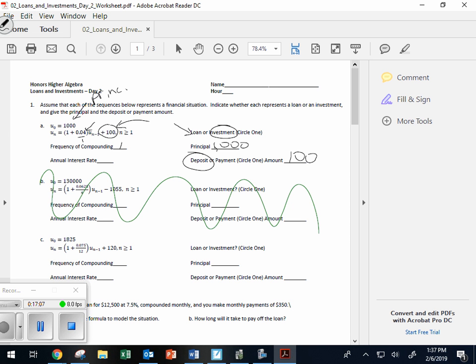And the annual interest rate. If you said 0.04, I probably would have let it slide. But technically, it's supposed to be a percent. So, 4%. 0.04 means 4%, but it'd be better for you to use 4% there. Okay?